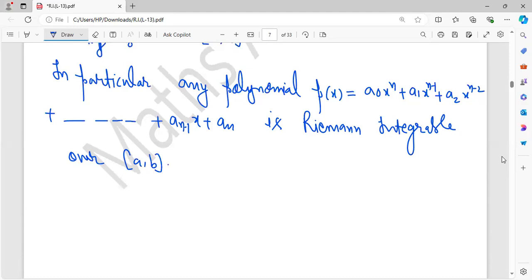Because you take any natural number n, the functions x to the power n are Riemann integrable. You multiply any scalar with them, they are also Riemann integrable. Then we add them. If you multiply a Riemann integrable function by any scalar, the resultant function is also Riemann integrable. You take any finite sum of Riemann integrable functions, it means you take any two Riemann integrable functions, their sum is also Riemann integrable. Therefore, a polynomial is Riemann integrable because x to the power n is Riemann integrable, x to the power n minus 1 is Riemann integrable, we are multiplying them by a naught, a1 respectively, and we are adding them. So that is why it is Riemann integrable.